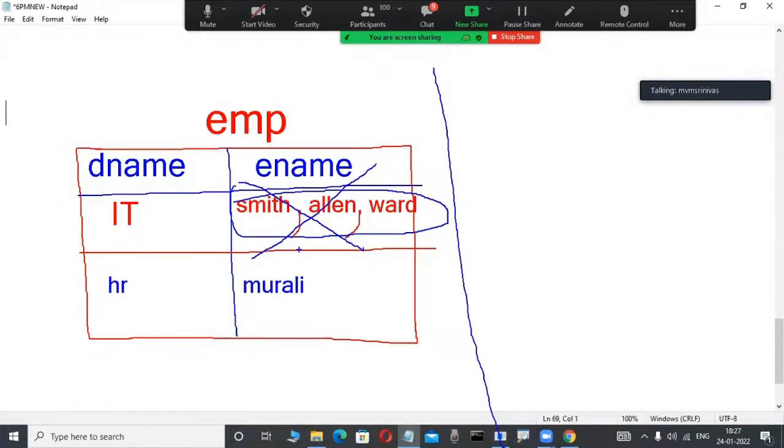Atomic means a single value. There are no multiple values separated with commas. They are writing, okay, fine. I am also reading an article, for example in Google. Okay, fine. But unfortunately, suddenly you are attending an interview.